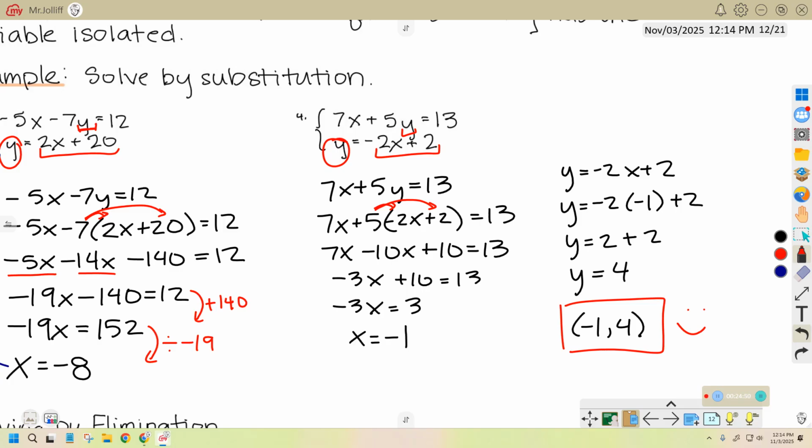Again, hopefully feels vaguely familiar now that we're seeing it. We've done it before. There is one more method. What is our last method? Elimination. Very good. Everybody's favorite.